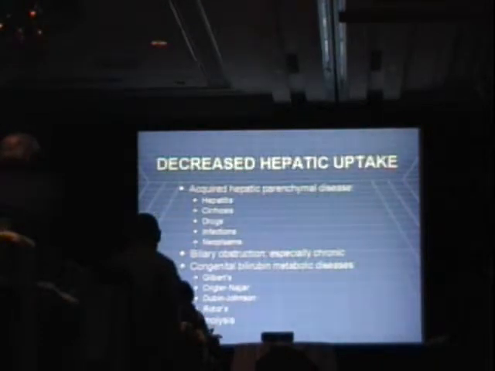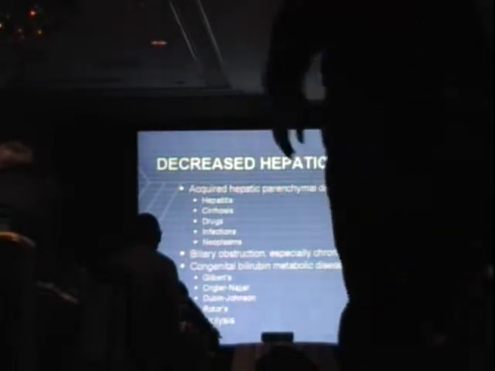The liver scan appearance I've already shown you. There are some people that are doing complicated mathematical analysis on these scans. It's not really found its way into clinical practice at this point, but we're basically just looking at which you can see when you eyeball the scan. Things that can decrease hepatic uptake are manifold. Acquired hepatic disease itself, hepatitis, cirrhosis, drugs, neoplasms, biliary obstruction when it becomes chronic, and also chronic metabolic diseases involving bilirubin. Hemolysis can cause that as well.